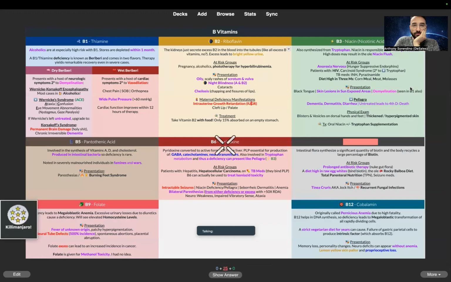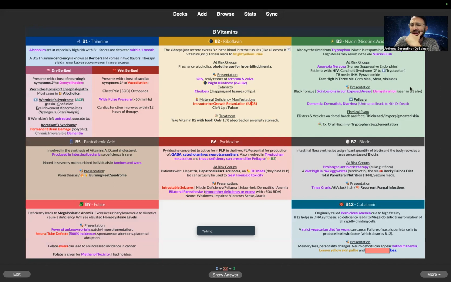And wet beriberi. This is B7 biotin. Burning feet syndrome, go with B5. And yeah, connect that with the famines and wars. TB meds, they're at risk for B6 because they're going to nuke your PLP. Or I guess it just nukes your B6, which then gets rid of your PLP.